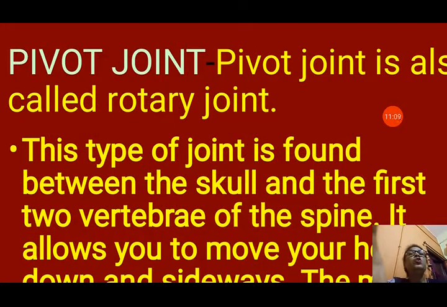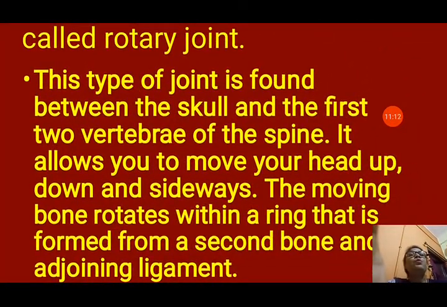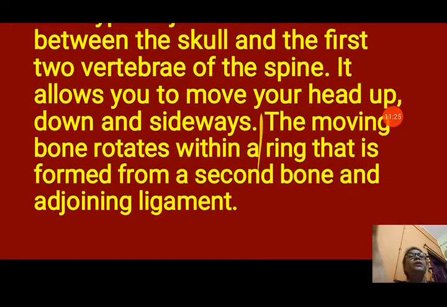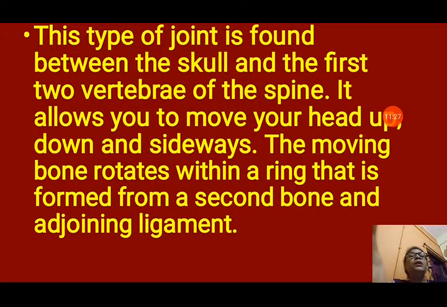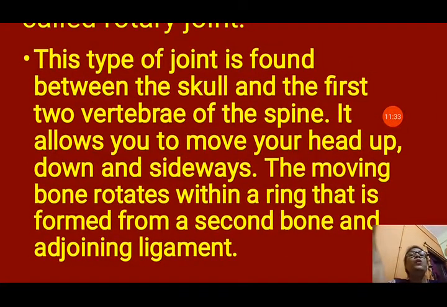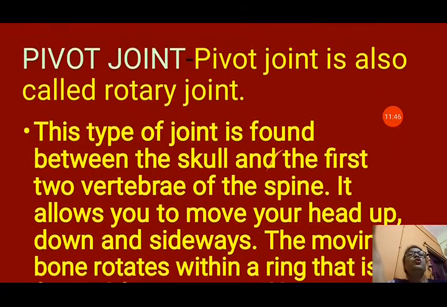Now next we will see about the pivot joint. Pivot joint is also called rotary joint. This type of joint is found between the skull and the first two vertebrae of the spine. It allows you to move your head up, down and sideways. The moving bone rotates within a ring that is formed from a second bone and adjoining ligament. So there is a ligament when the bones are joined with each other. You can move your head up and down, right, left, that is sideways. This is called pivot joint.